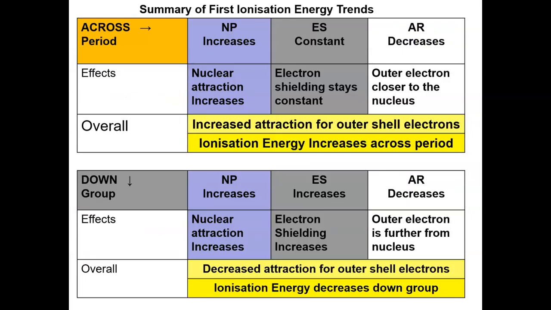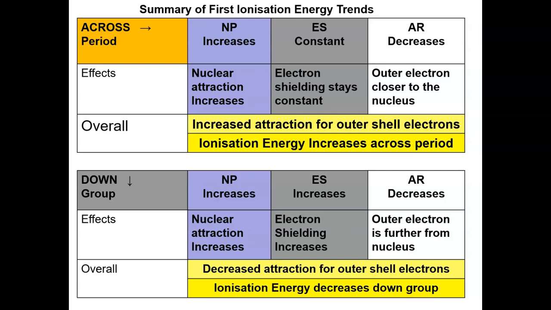Okay, so the final summary, it's all on this particular slide, as you can see, across the period at the top, down the group at the bottom. And again, we can see number of protons increases, shielding is constant, and radius decreases. So the overall effect is that the outer electron is increasingly strongly attracted, so ionization generally increases across the period. Similarly, but oppositely, nuclear attraction increases and electron shielding increases because there's an additional shell going down a group. So those two features more or less cancel each other out.